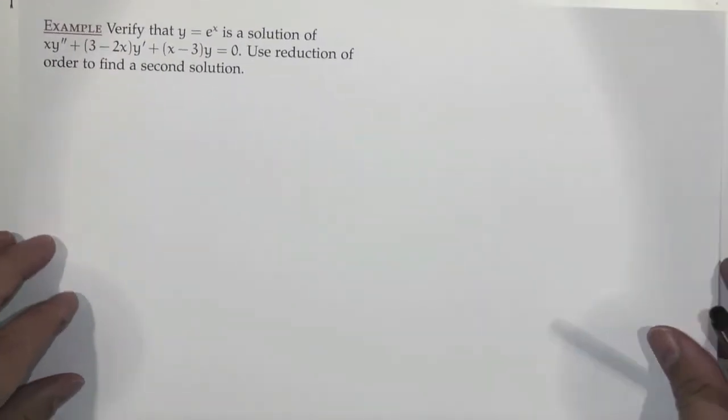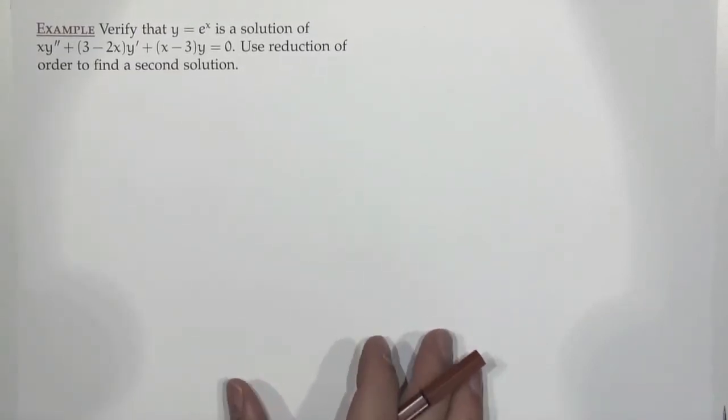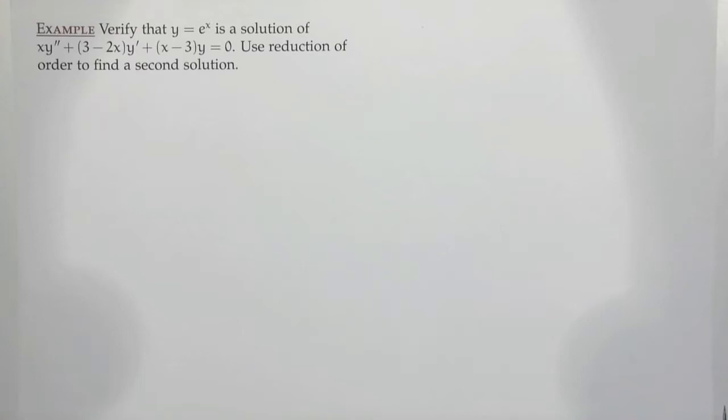All right. So, verify that y equals e to the x is a solution of x y double prime plus (3 minus 2x) y prime plus (x minus 3) times y equals 0, and use reduction of order to find a second solution. So in other words, we have this differential equation. It's not our favorite type. It's not constant coefficient. It's more complicated. It's not even an Euler equation, which we talked about last time. So how can you do it? So here it says, look, we'll give you one. Okay, so we have to verify.